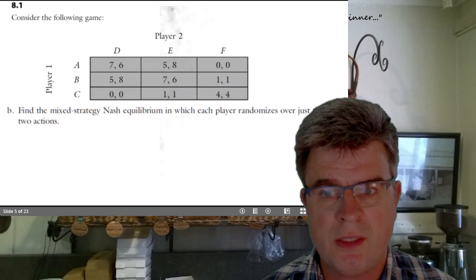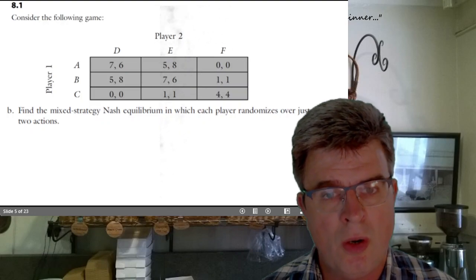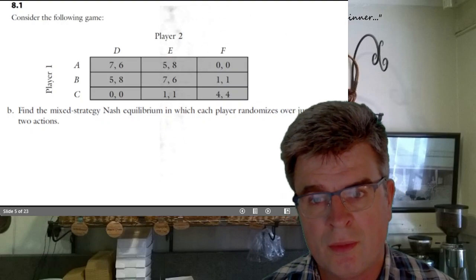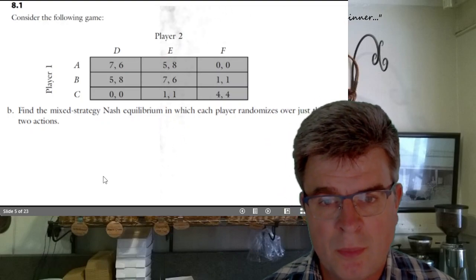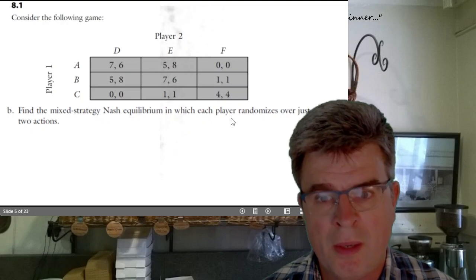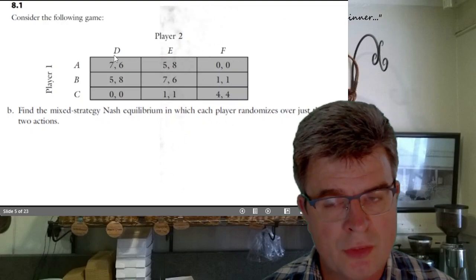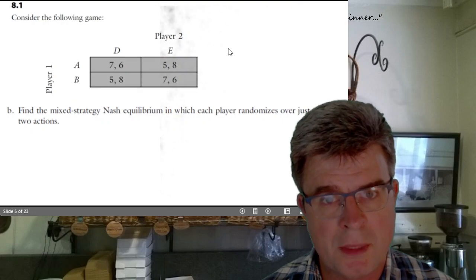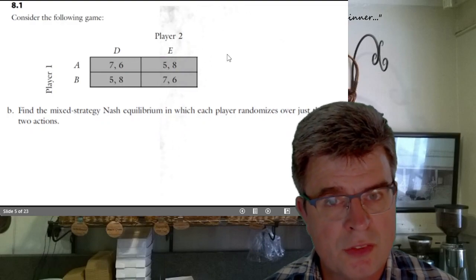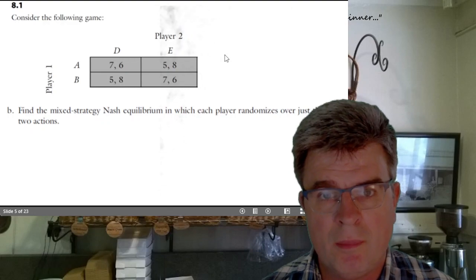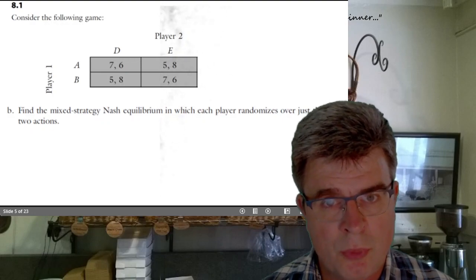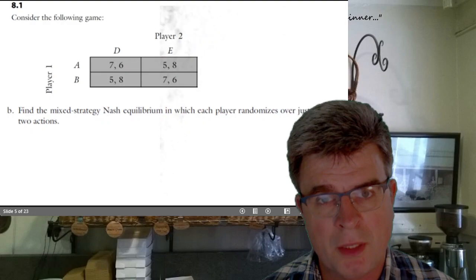We need to find the mixed strategy Nash equilibrium in which each player randomizes over just the first 2 actions. And this is where at the start I mentioned that this exercise is simplified, because the designer of the exercise tells you that you only need to consider actions D and E for player 2 and actions A and B for player 1. So we can drop the part of the action space that corresponds to actions C and F. And this simplifies the game. But also in problem sets and in other exercises, this simplification may not be made, and that means that you need to consider a wider range of possible mixed strategy equilibria.